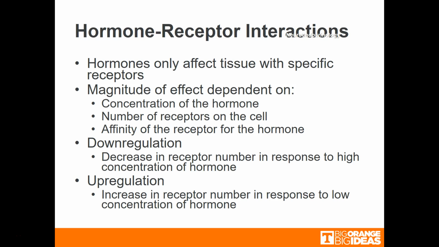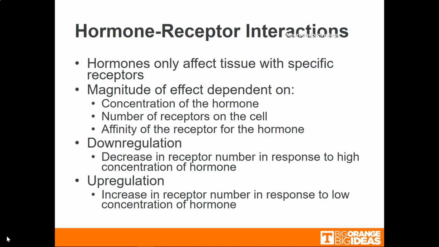effect. And then the third factor is the affinity of the receptor for the hormone. So the affinity means how likely that receptor is to attach to the hormone. So we have the concentration of the hormone, the number of receptors, and the affinity of the receptor for the hormone. So those are the three factors that have a significant impact on the strength of the magnitude of the effect of the hormones on the target tissues.